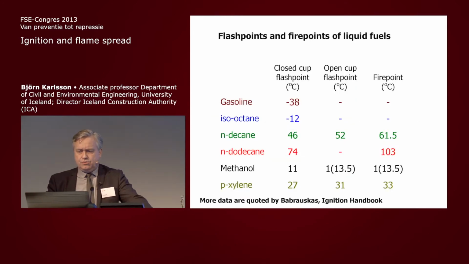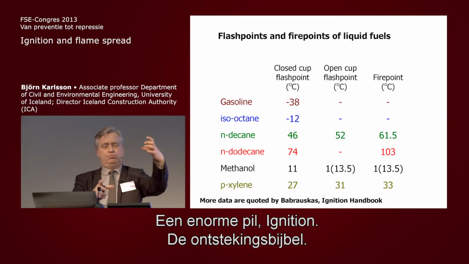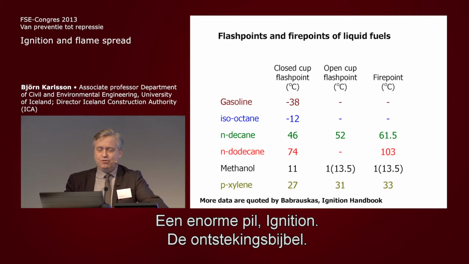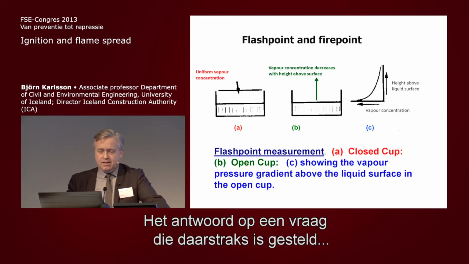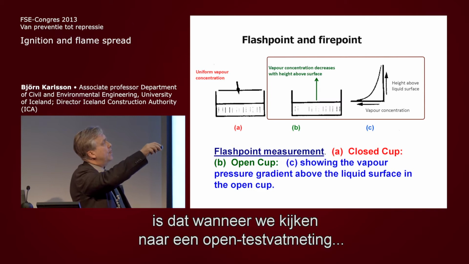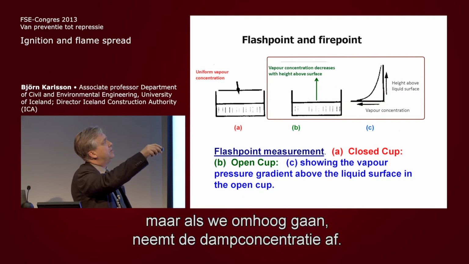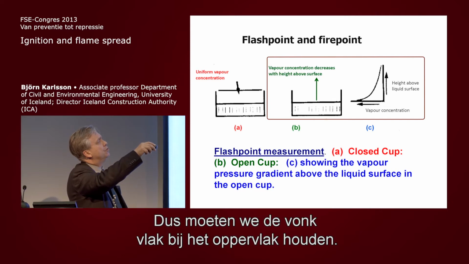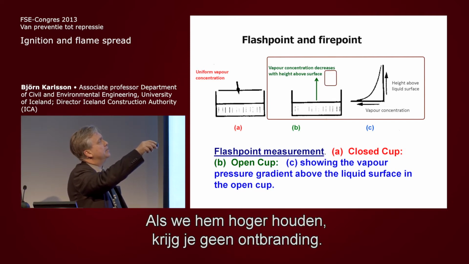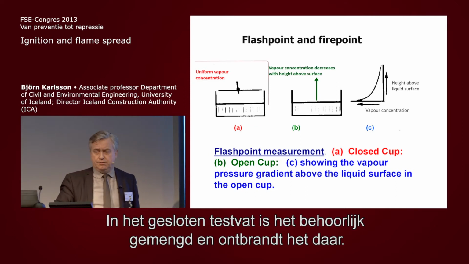Let's have a look at some. This is from the Ignition Handbook by Babrauskas, a huge thing called Ignition. It's a huge Bible of ignition, let's say. So this is actually the answer to your question earlier: when we look at an open cup measurement, the vapor concentration is quite high just below here, but it decreases as we go up. Therefore, we have to put the spark very close to the surface. If we put the spark up here, it's not going to ignite. But in the closed cup, it's reasonably mixed, and it'll ignite there.